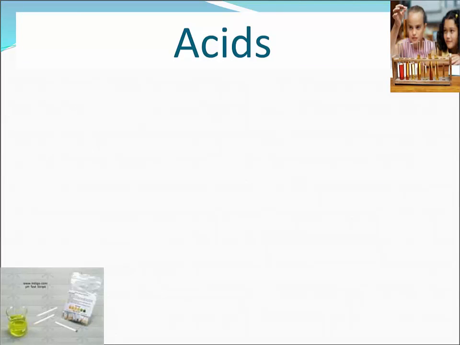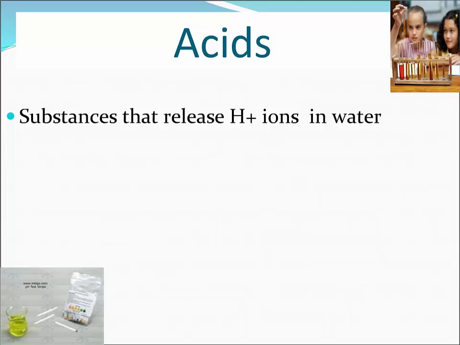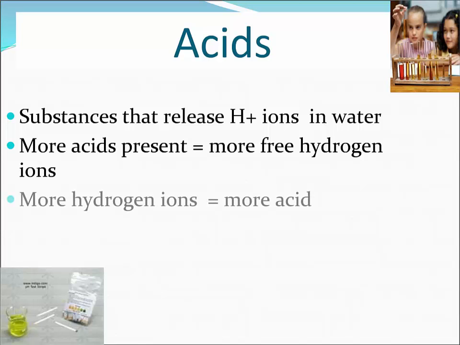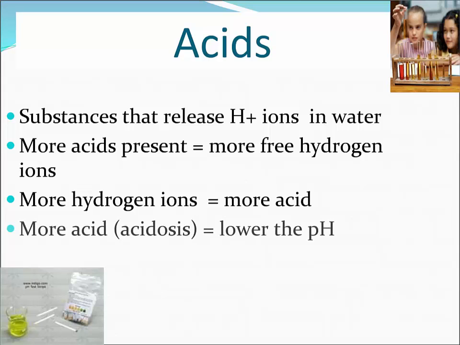So let's get right into talking about acids and bases. First, we'll talk about acids. Acids are substances that release hydrogen ions in water. Because they release hydrogen ions in water, the more acids that are present, the more free hydrogen ions there will be. And the more free hydrogen ions, the more acidic the body fluid becomes. The more acidic it becomes, which is called acidosis, the lower the pH because of that inverse relationship.